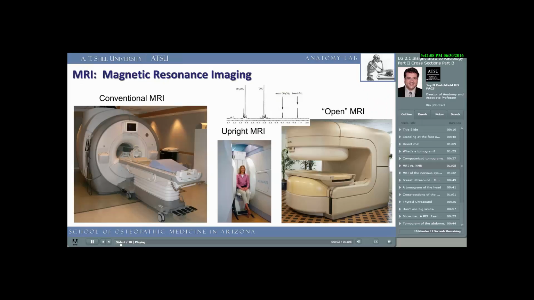As opposed to the radiation source used in CT scanning, MRI technology uses magnets. MRI technology was originally known as NMR, nuclear magnetic resonance. You remember this from your days in organic chemistry. NMR technology has been around longer than CT scan technology, but was only relatively recently placed into use for imaging.